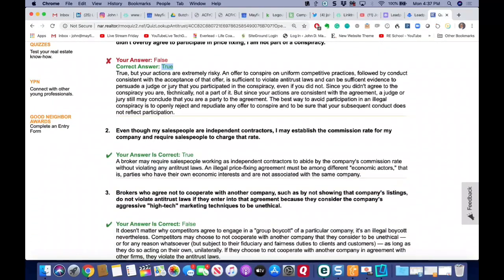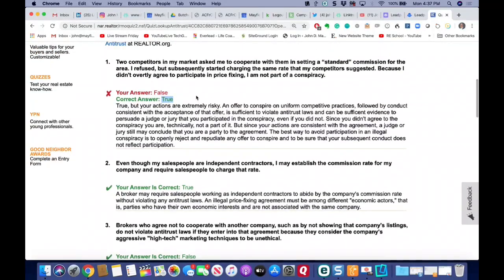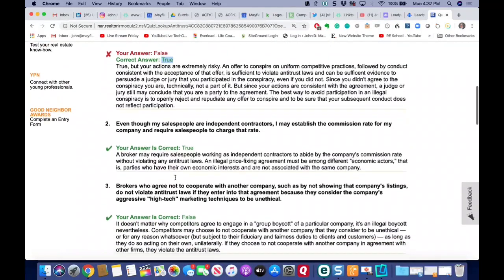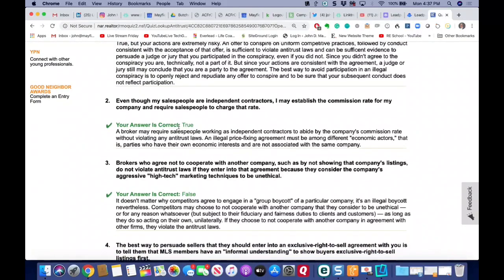So I'm okay with missing that one because to me that's pretty vague, and I guess I was drawing more into the question. 2, even though my salespeople are independent contractors, I may establish the commission rate for my company and require salespeople to charge that rate. True. That's a good question there.